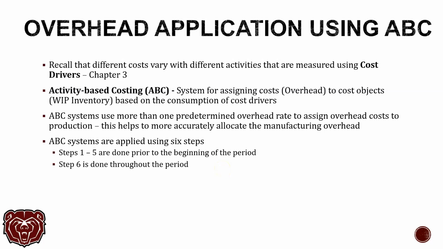Next thing we really want to talk about here is what we call ABC. This is activity-based costing. If we look back in Chapter 3, we had these things called cost drivers. What are the items that are driving up our costs? Well, activity-based costing is a system for assigning costs, those overheads, to the cost objects, the work in process inventory. So what is the overhead that's increasing the value of this inventory? And then we're going to do that based on the consumption of cost drivers. If we need to review, we can go back to Chapter 3 and review that.